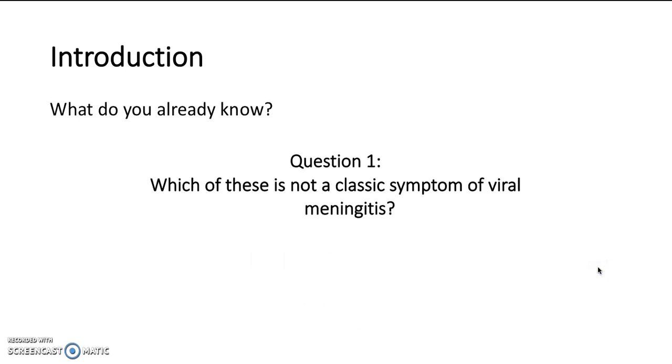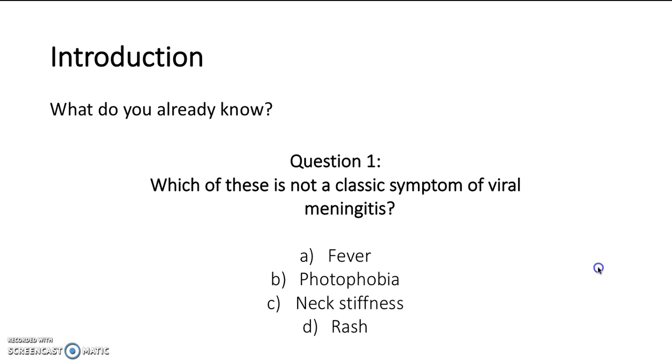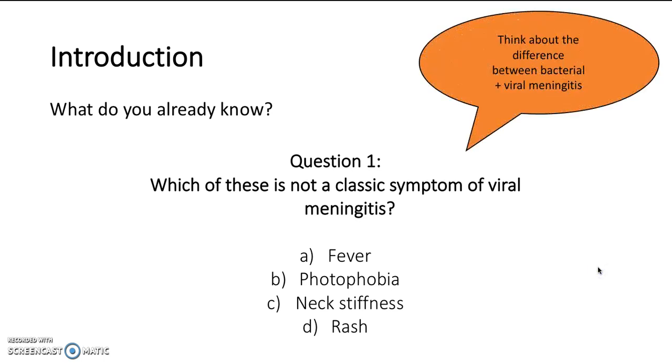So let's start by seeing what we already know. Question 1 is, which of these is not a classic symptom of viral meningitis? Is it fever, photophobia, neck stiffness, or a rash? Remember here that the question is about viral meningitis specifically. So the answer is rash, because this presents in one particular type of bacterial meningitis, whereas fever, photophobia and neck stiffness are present in bacterial and viral meningitis alike.